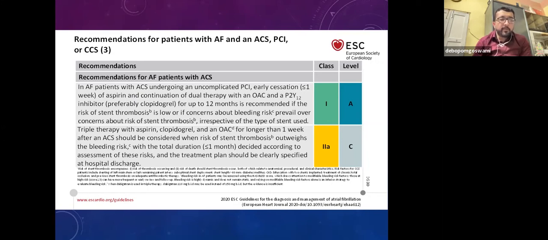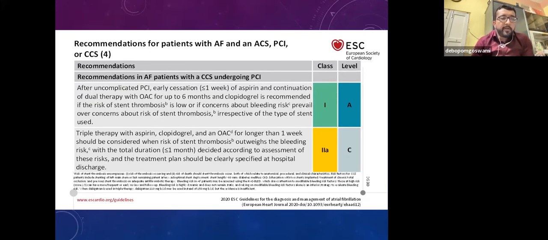And a class 2A recommendation: triple therapy with aspirin, clopidogrel, and an oral anticoagulant for longer than 1 week after an ACS should be considered when the risk of stent thrombosis outweighs the bleeding risk, with the total duration less than or equal to 1 month, decided according to the assessment of these risks, and the treatment plan should be clearly specified at hospital discharge. Next slide.